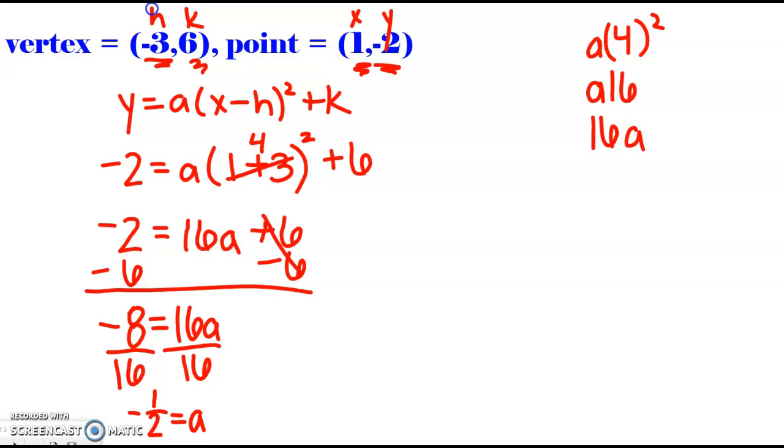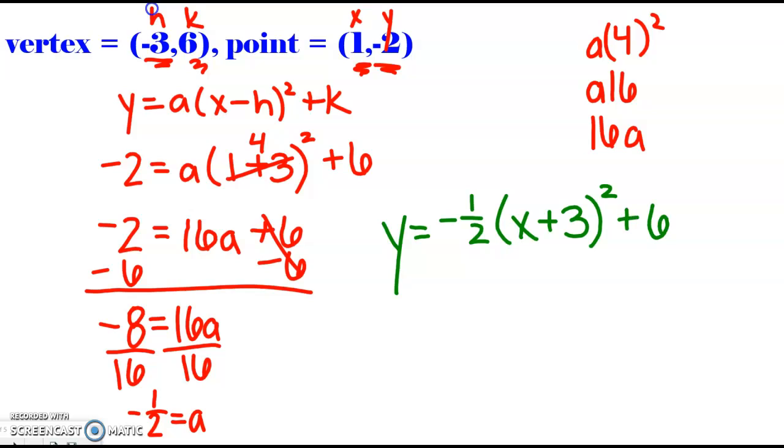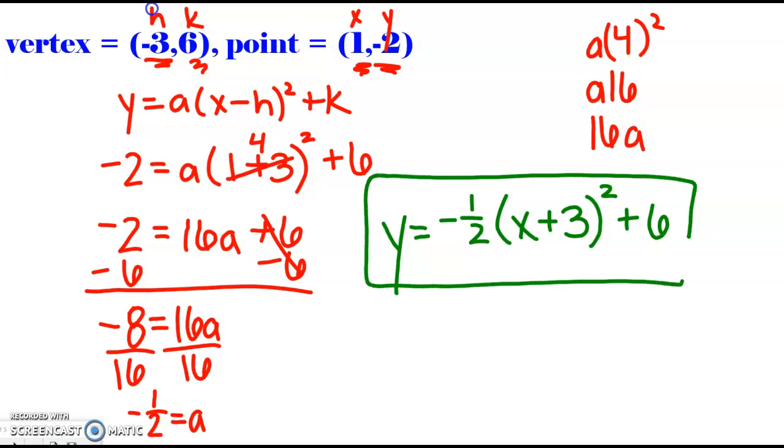So then we plug in a, b, and c. Did I say a, b, and c? Like the alphabet. We plug in a, h, and k. So we go y equals a is negative 1/2, x minus h is negative 3, so minus a negative 3 goes plus 3, quantity squared plus k is 6. So the equation of the quadratic that would make a parabola that goes through those points is y equals negative 1/2 times x plus 3, quantity squared, plus 6. That is how you write a quadratic equation given a vertex and a point.